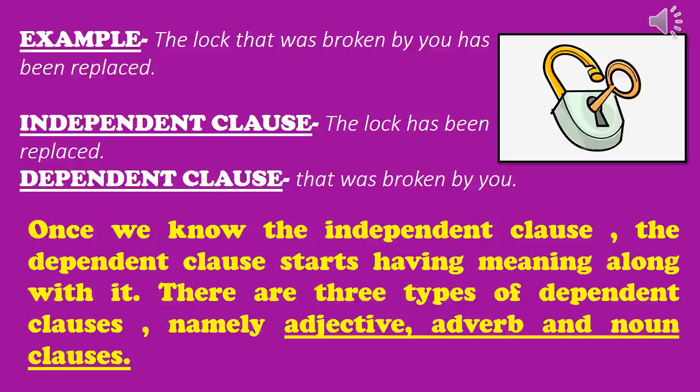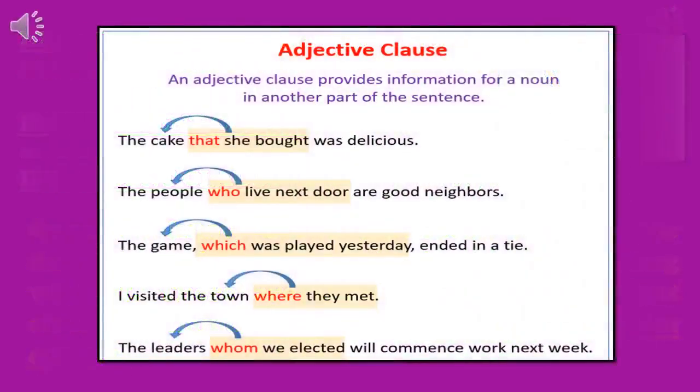Please note that there are three types of dependent clauses which we will take up in today's class. They are adjective clause, adverb clause, and noun clause. So these are the three kinds of dependent clauses. Let us first take up the adjective clause.